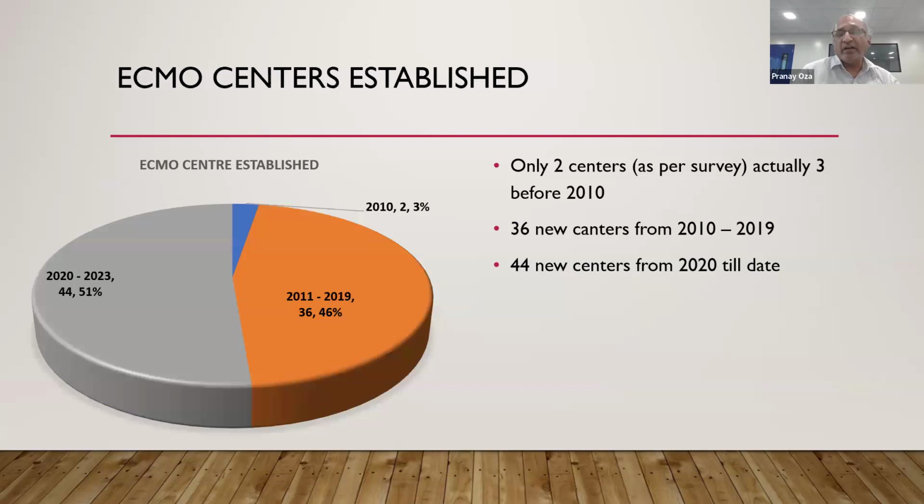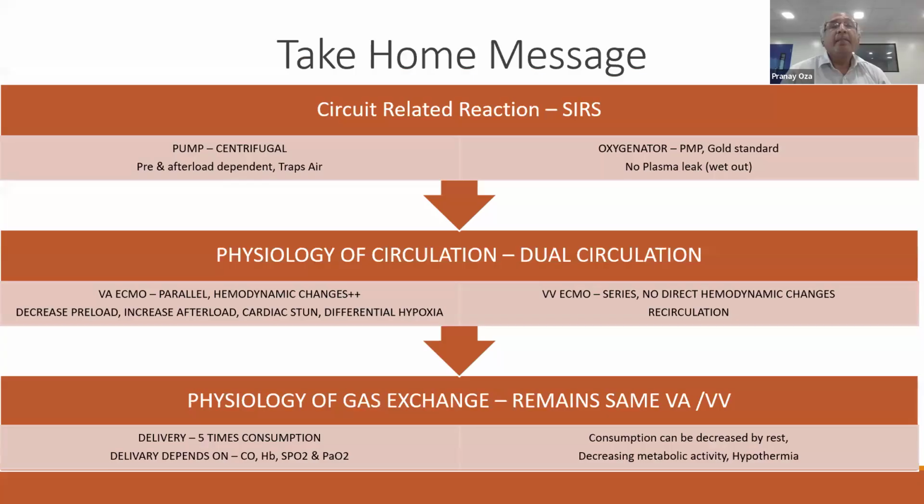And this was the figure at that time, and there were almost around 950 ECMOs we are doing in a year. But remember, this is only 83 centers who participated, and there are almost around 200 centers doing ECMO in India. So those numbers are much less than what actually exists. And if you see, most of these ECMO centers have developed from 2020 to 2023. Almost 51% of the centers developed during that time.